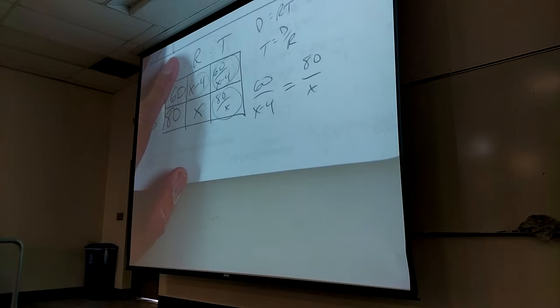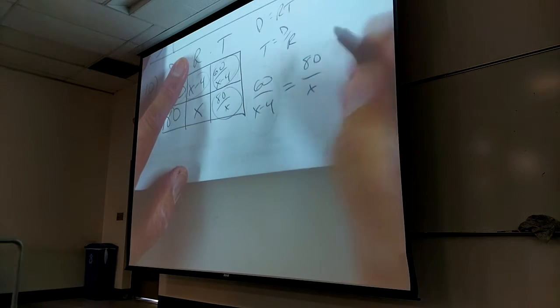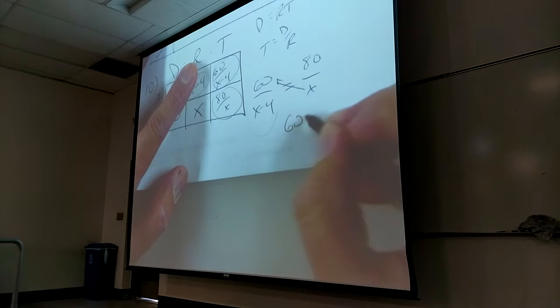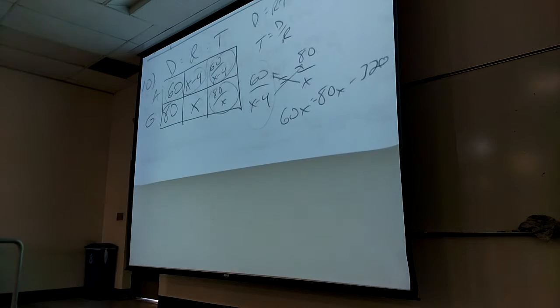And what's the shortcut for doing that problem? Cross multiply. Because it's one fraction equals one fraction, I could do it without having to worry. So I get 60x equals 80x minus 320. You solve that and you get the same answers I got on the answer key. I already did it once. You guys can just look at that.